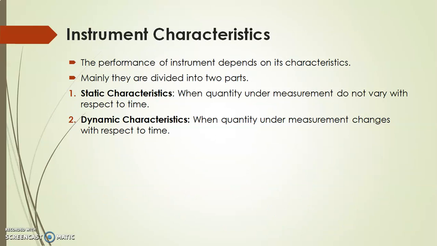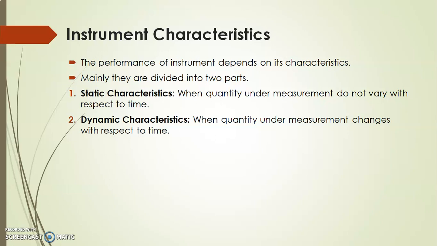Now we will see the instrument characteristic. The performance of an instrument depends on its characteristic. Suppose you take any instrument like a voltmeter. The performance of the voltmeter will depend on its characteristic. Now there are different characteristics of the instrument. Mainly they are divided into two parts. First is static characteristic, second is dynamic characteristic.